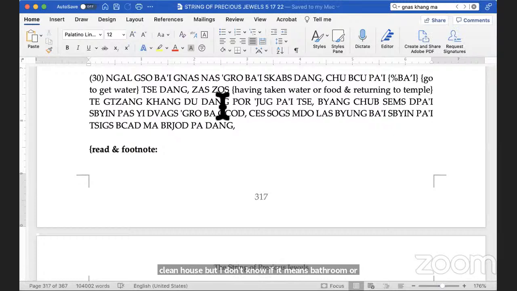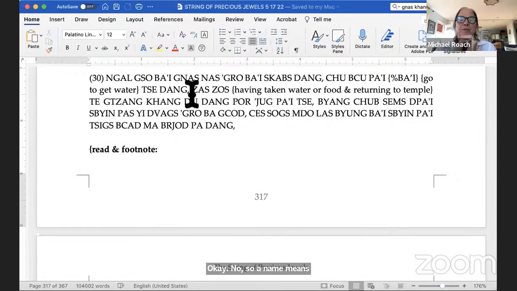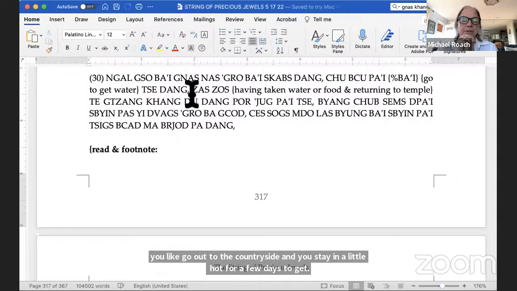Okay, Niao So Wei Nei means, if you, this is a tradition, okay? If you go to an Airbnb, okay? So Niao Soa means to take a break. Niao means tired, Soa means to refresh yourself. When you go out to the countryside and stay in a little hut for a few days to get away from the monks, which is a popular thing to do.